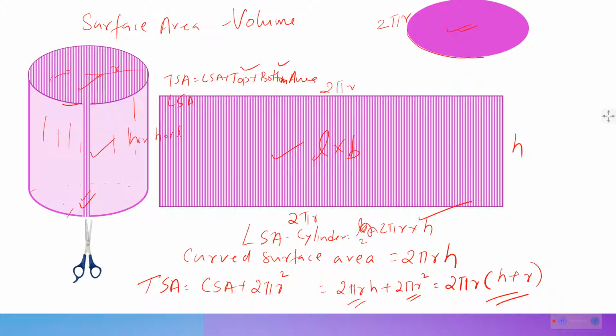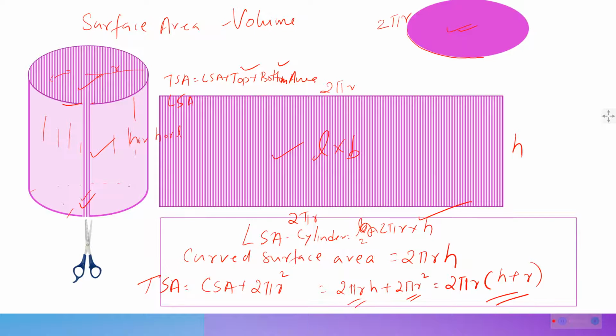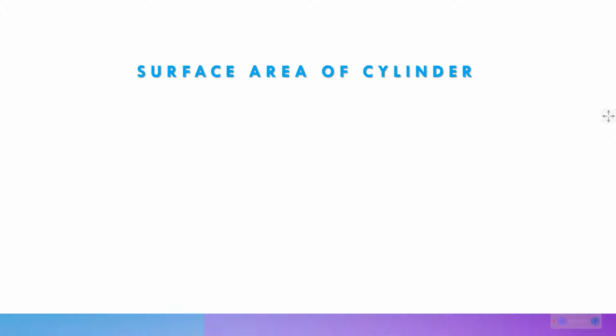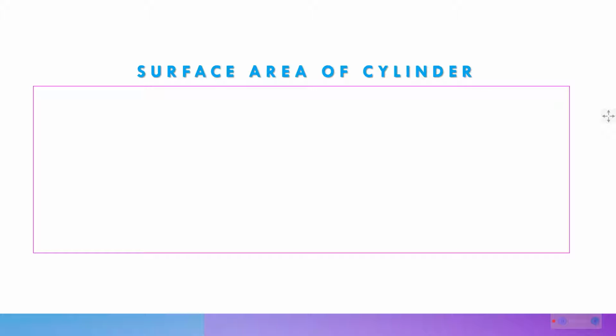Okay, that's one thing. Let me go ahead. Be very clear about the formula 2 pi r h and 2 pi r into h plus r. I would like to write the formula once again. Surface area of a cylinder, in that having curved surface area equal to 2 pi r h, and total surface area is equal to 2 pi r into h plus r.